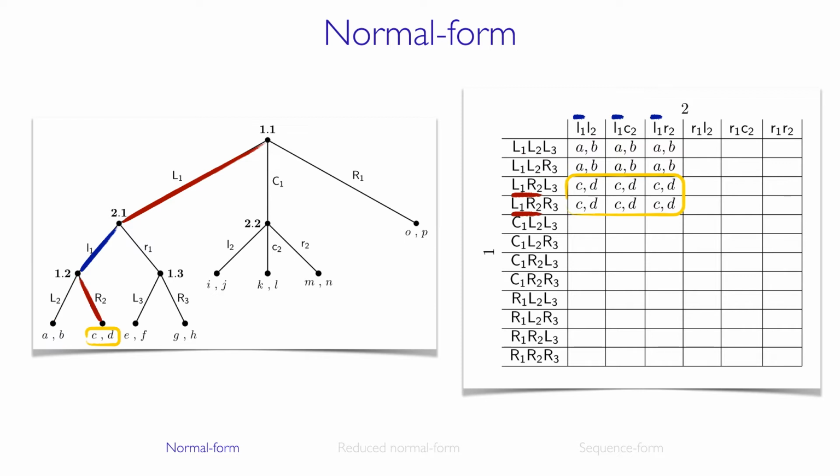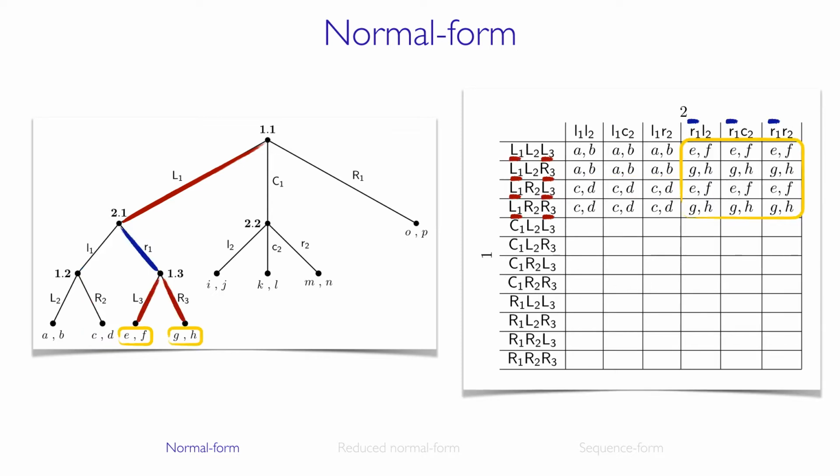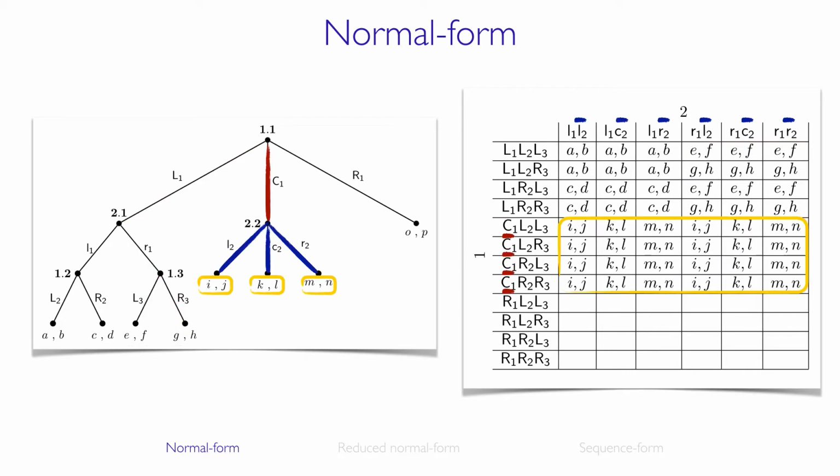If instead player 1 plays R2 rather than L2, player payoffs are CD. Similarly, if player 2 plays R1 instead of L1, then player payoffs are either EF or GH, depending on the fact that player 1 plays L3 or R3.